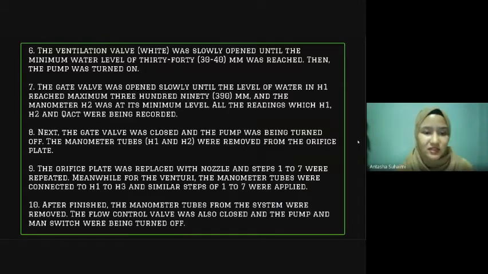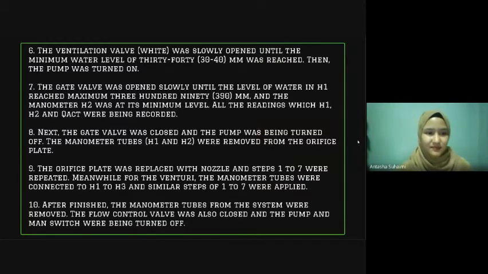Meanwhile, for the venturi, the manometer tubes were connected to H1 to H3, and the similar steps, from step 1 until step 7, were applied. And then the last one, after finishing, the manometer tubes were removed from the system. The flow control valve was also closed and the pump and the main switch were turned off.